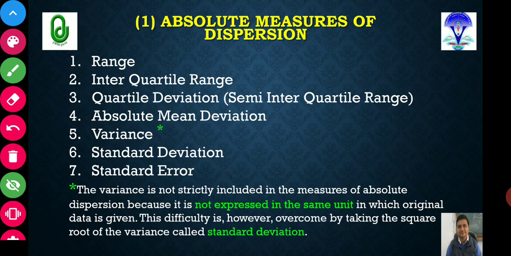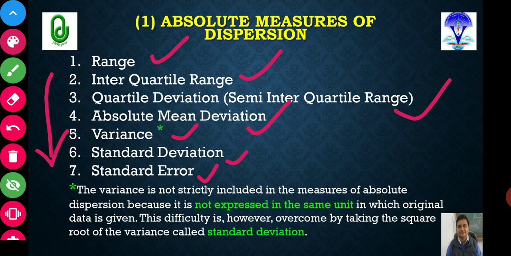So these are the 7 different absolute measures of dispersion. The first one is range, interquartile range, quartile deviation, also known as semi-interquartile range, then absolute mean deviation, variance, standard deviation, standard error. So these are the 7 absolute measures of dispersion. Among these, absolute mean deviation, variance, standard deviation and standard error are very important.